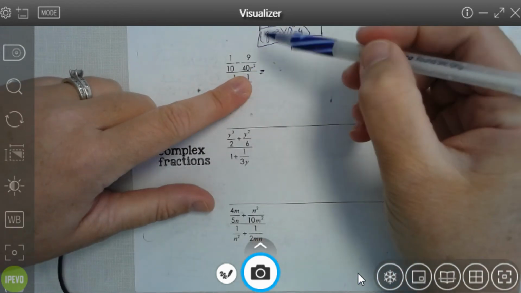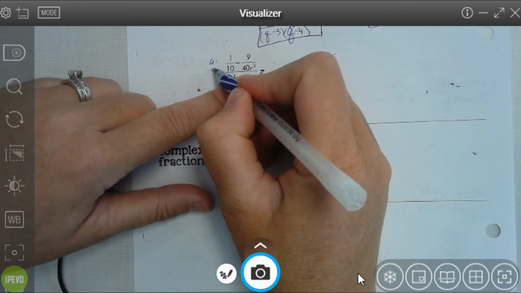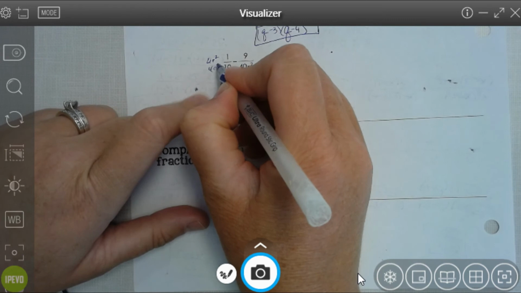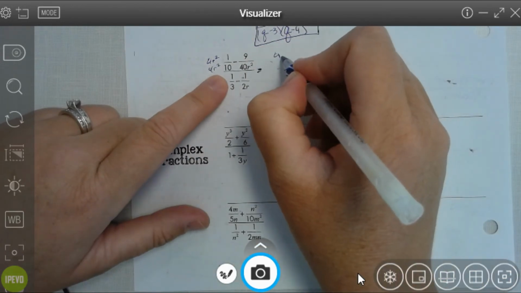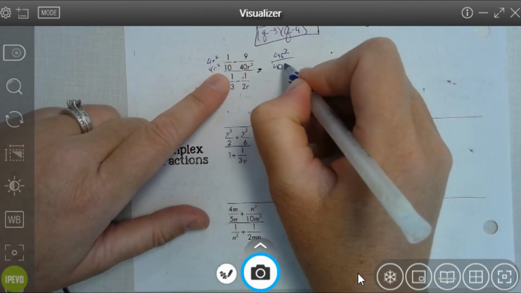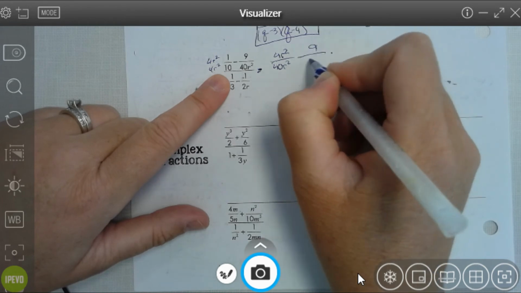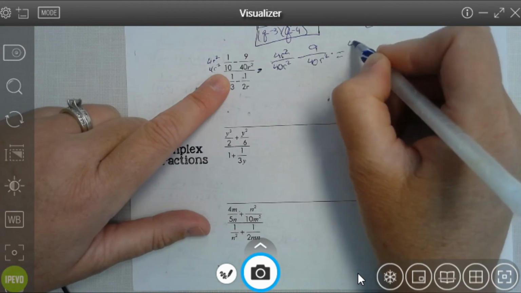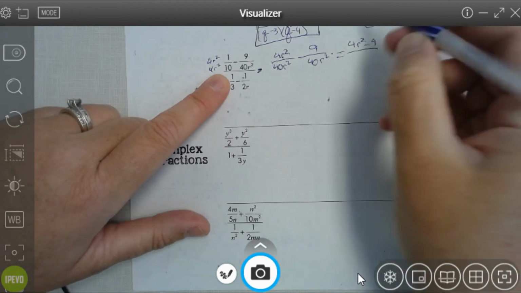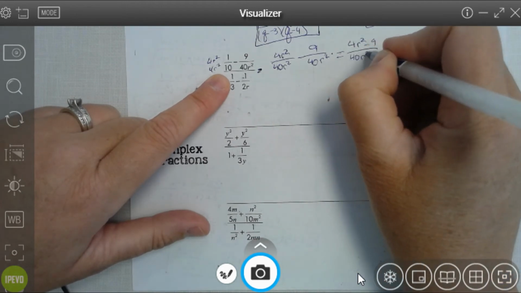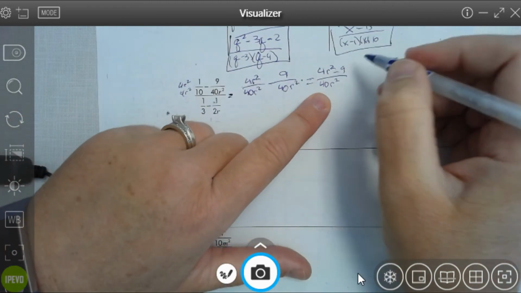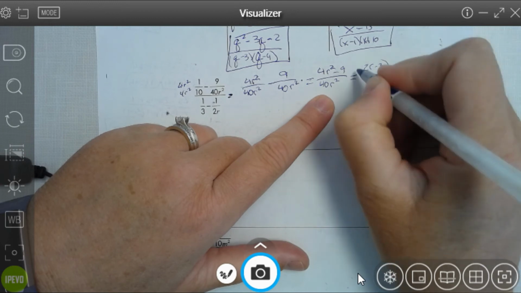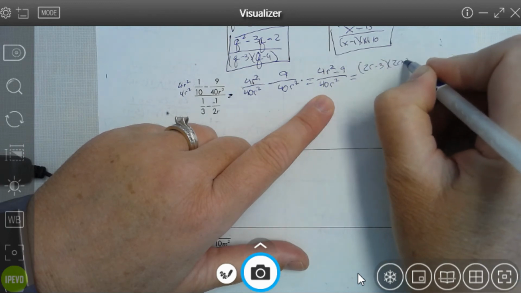So to get a common denominator here, I need to multiply this side by a 4, because that would make that 40, and it's missing an r squared. So the top and bottom need r squareds also. So that's 4r squared, and that becomes a 40r squared. So then 4r squared minus 9 is on top. So this factors, so I'm going to go ahead and factor it for us right now because we're probably going to need that later. So it's going to be 2r minus 3 and then 2r plus 3.